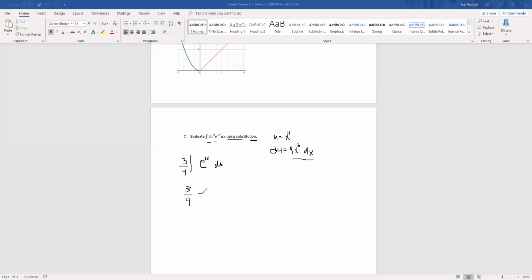And I'm going to make the final answer in terms of x. So that's going to be e to the power of x to the power of 4. And I will say plus c because this is an indefinite integral.